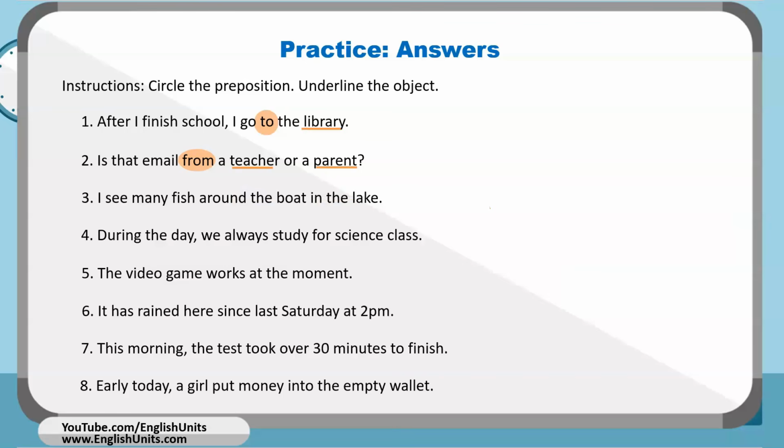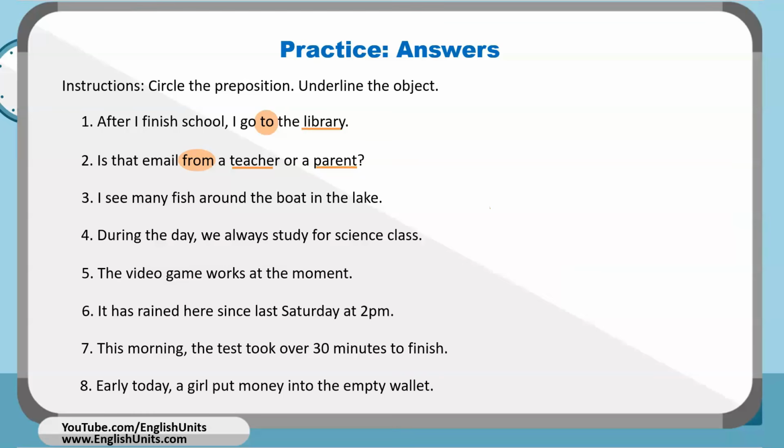Both are nouns. How do we know that the word or is not a preposition in this sentence? It's a small word and it's followed by the noun parent. We know that or isn't a preposition because or only works as a conjunction.